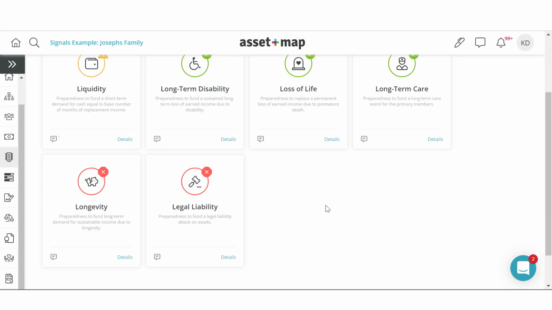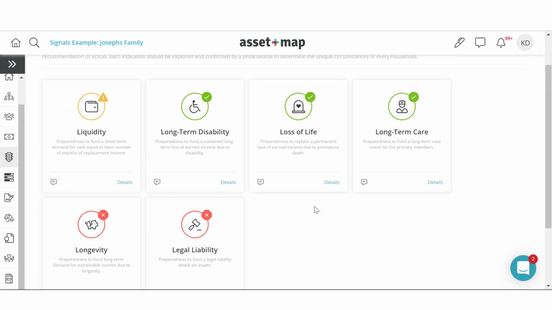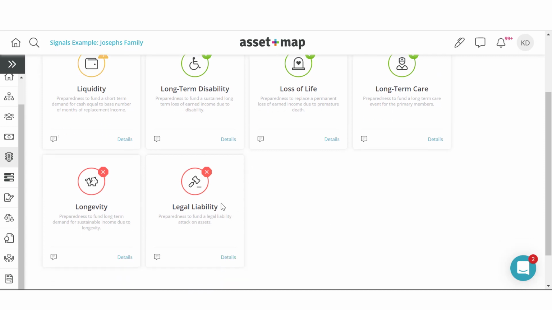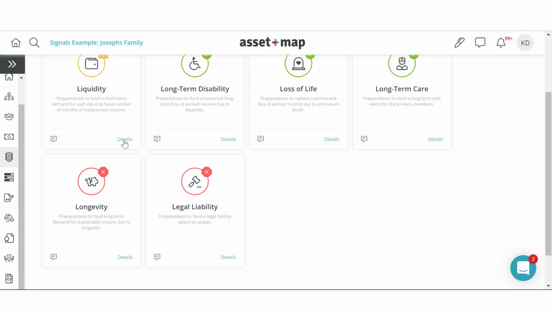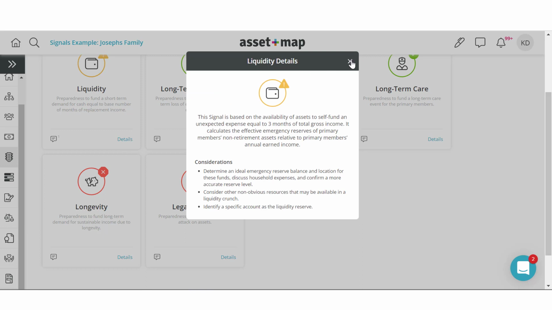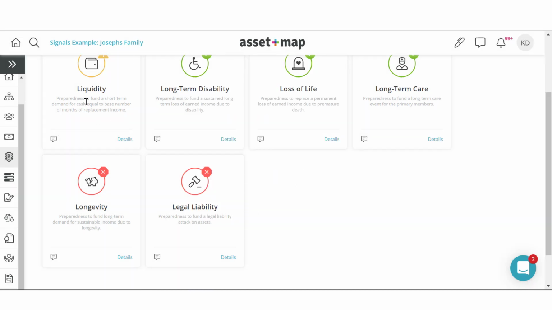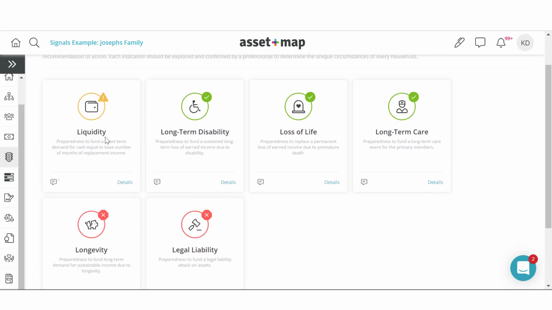Okay. And then, of course, from there, you can delve into any one of these, whether it's on the longevity side, you could run a retirement target map to unpack why this one is red and what you can do differently. When it comes to liquidity, you can run a custom target map to see what sort of income this family would feel comfortable with. Is it 6 months worth? Is it 9 months worth of income? And how on track are we to achieving that?